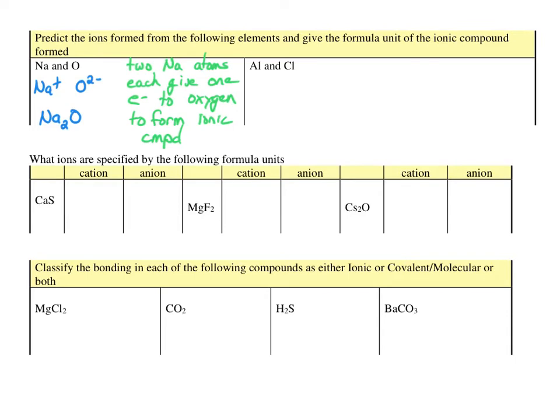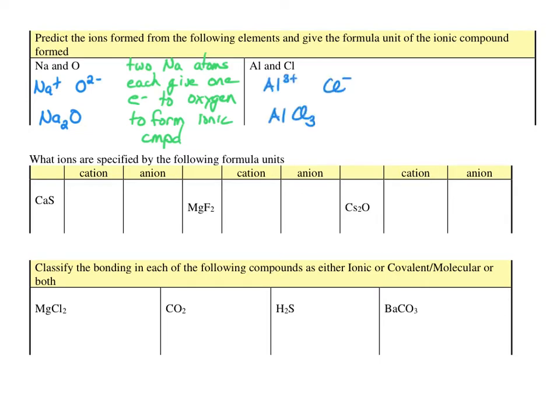Let's consider what's happening. We have 2 sodium atoms. Each sodium atom gives up 1 electron to oxygen, so we have 2 atoms giving up 1 electron each, so oxygen accepts 2 electrons from the sodium. Now we have a sodium plus cation that's going to be attracted to an oxide ion, O2 minus ion, and this is how we form the ionic compound.